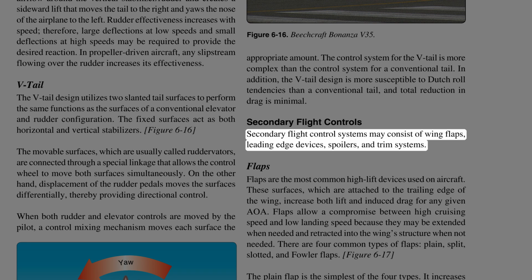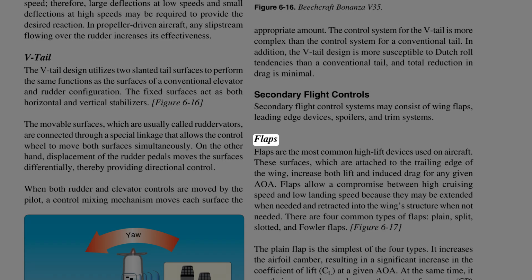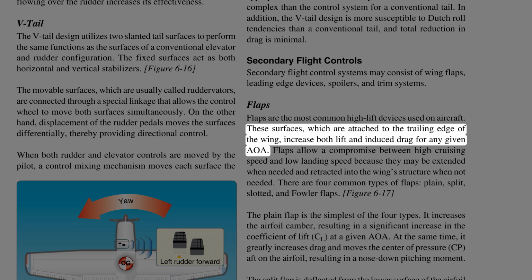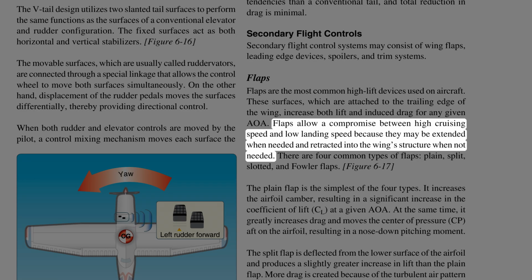Secondary flight control systems may consist of wing flaps, leading edge devices, spoilers, and trim systems. Flaps. Flaps are the most common high-lift devices used on aircraft. These surfaces, which are attached to the trailing edge of the wing, increase both lift and induced drag for any given AOA. Flaps allow a compromise between high cruising speed and low landing speed because they may be extended when needed and retracted into the wing's structure when not needed.